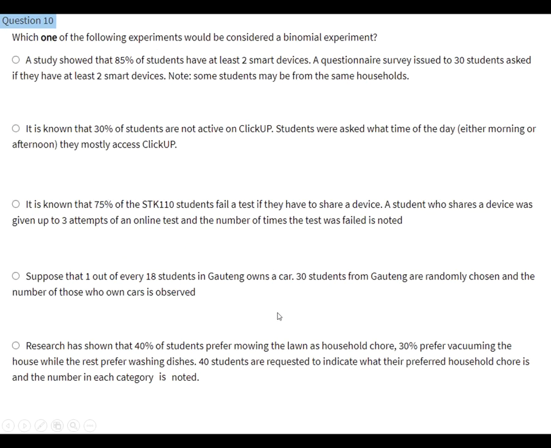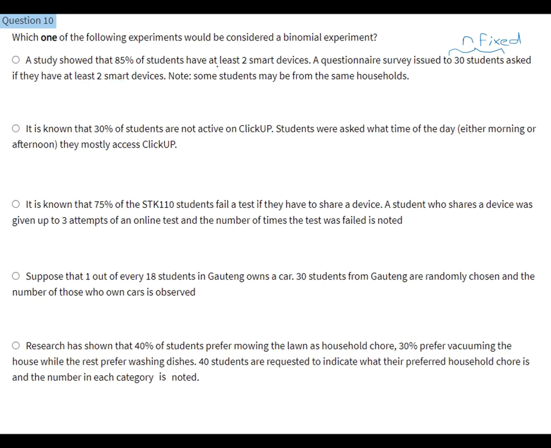Then our last question deals with a binomial experiment. So we're going to go through each option and see if any of the binomial conditions are violated, and then we should end up with only one answer in the end. So our first scenario tells us a study showed that 85% of students have at least 2 smart devices. A questionnaire survey issued to 30 students. So we have an N here which is fixed, so we're happy about that.